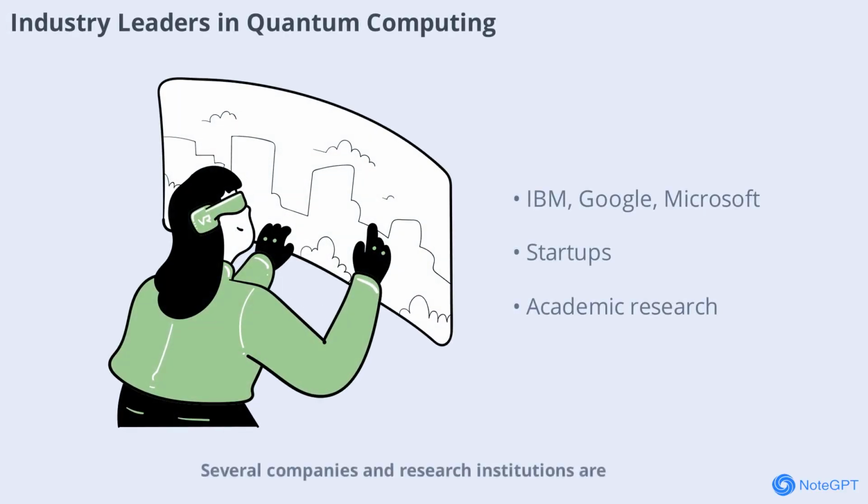Several companies and research institutions are at the forefront of quantum computing development. Tech giants like IBM, Google, and Microsoft are investing heavily in building quantum hardware and software. Startups and academic labs are also making significant contributions, pushing the boundaries of what's possible. Collaboration between industry and academia is accelerating progress, bringing us closer to practical quantum computers. In the next scene, we'll explore how you can access quantum computers today.